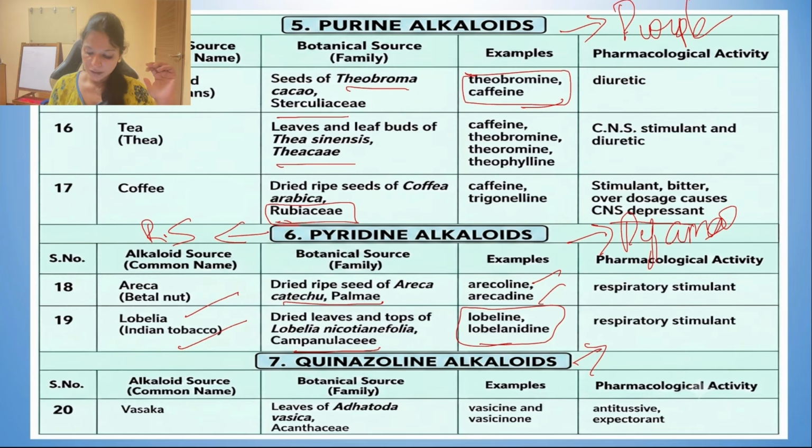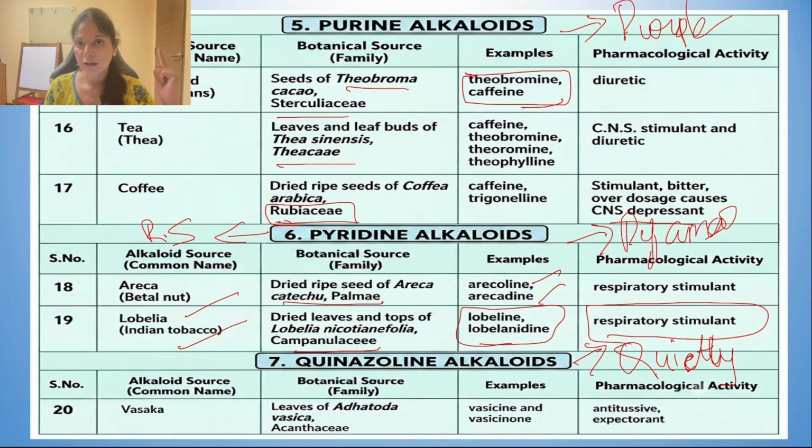And coming to another one, that is quinazoline. So till now it is the purple pyjamas. Quietly, now it comes, the quinazoline here. Quinazoline example is Vasaka, the leaves of Adhatoda vasica, Acanthaceae family, and vasicine and vasicinone. Antitussive and expectorant are the major pharmacological activities of this quinazoline. That was quinoline and this is quinazoline.